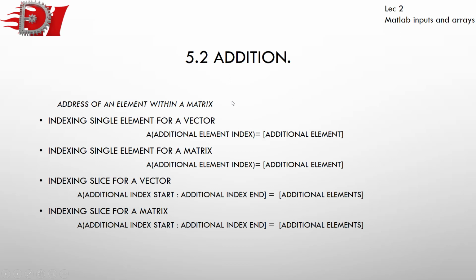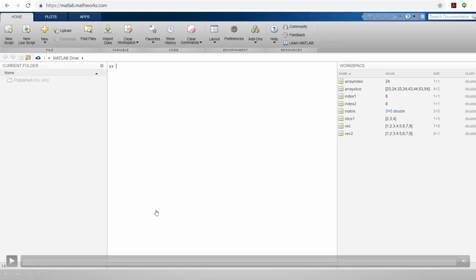And addition can be done by the same thing, and we can use additional element equal to the additional element, where a is our vector or matrix or whatever. And we can do the same thing for slicing as well. So we use the same matrices that we created, and then we can do the same one to add elements to it.